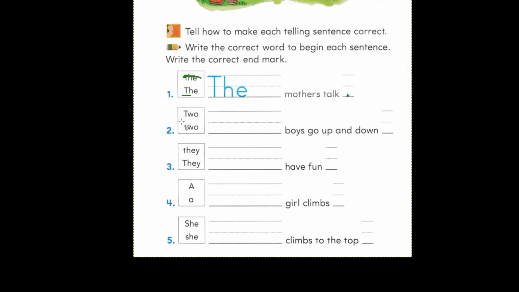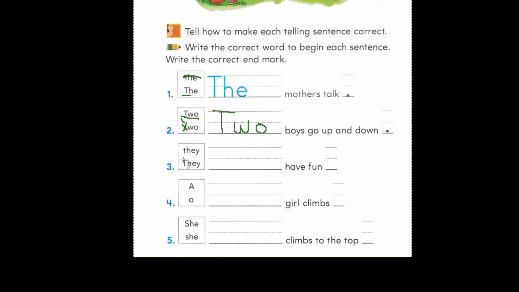So let's look right over here. So we have two. So let's see which one of these should we put in the blank? Well, we need an uppercase letter that starts the sentence. So this is a lowercase t, so it's this one right here. So we're going to write two. Two boys go up and down. And then right here we have to put our period. So there we go. We have our uppercase T and our period, and we have made our telling sentence.